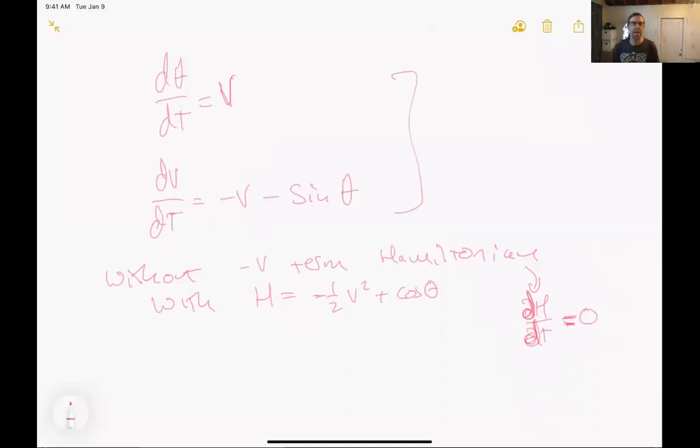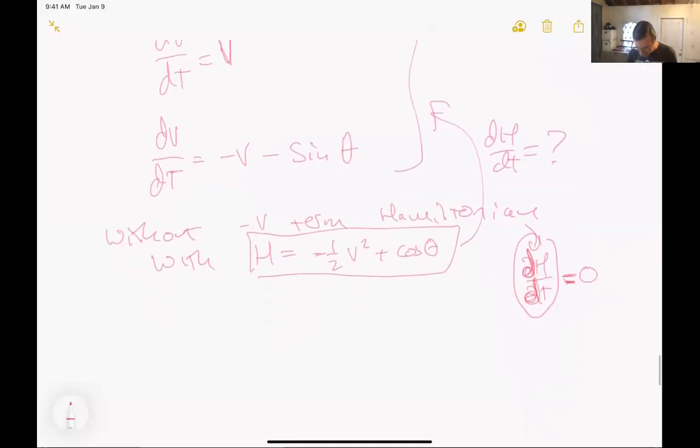Let's use the same Hamiltonian function h and do the computation. Figure out what dh dt is. It's not going to be 0 anymore, but we'll see what it is, and that's actually going to give us some information about the original system. So we're going to use the same Hamiltonian function, but with that minus v term, and see what dh dt is now. So let's just do the computation.